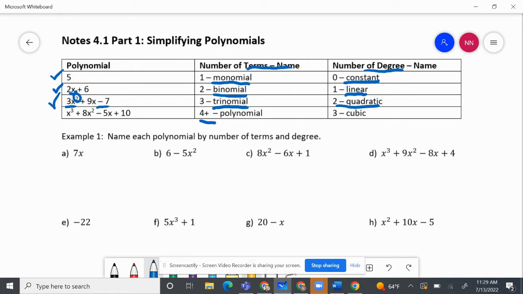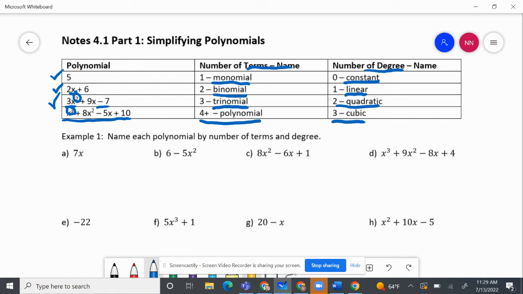Then anything that has 4 or more terms, we're just going to call it a polynomial, meaning many terms. And then this is specifically a cubic because it's degree 3. And so that's the highest that we're going to get to in Algebra 1. In Algebra 2, what we'll do is we'll talk more about the different other degrees that there are.